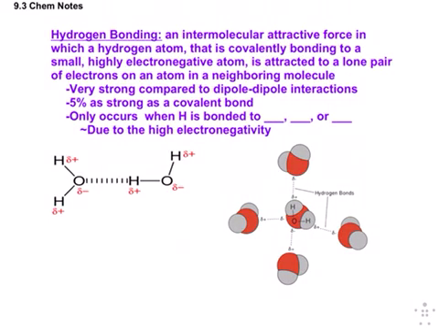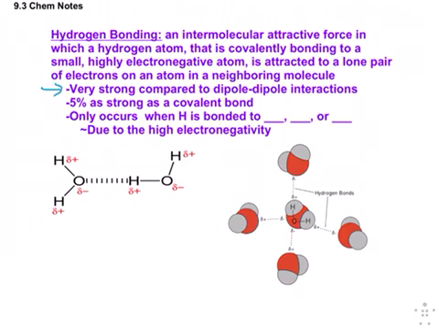Hydrogen bonding is an intermolecular attractive force in which a hydrogen atom is covalently bonded to a small, highly electronegative atom, and it is attracted to a lone pair of electrons on an atom of a neighboring molecule. This is your strongest intermolecular force. So it's stronger than dipole-dipole, it's stronger than London dispersion. It is the strongest. However, it's only 5% as strong as a covalent bond. So again, your ionic and covalent bonds are going to be stronger than these hydrogen bonds.